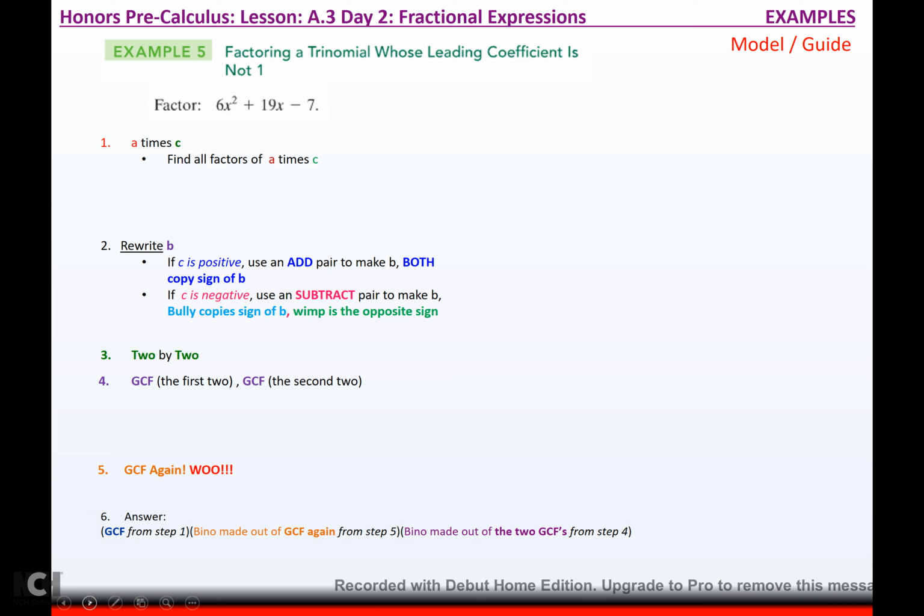Okay, let's try another one. A is not 1, so to factor this, we have to do the long song instead of the short song. So we have to do A times C. 6 times 7 is 42. I need all the factors of 42.